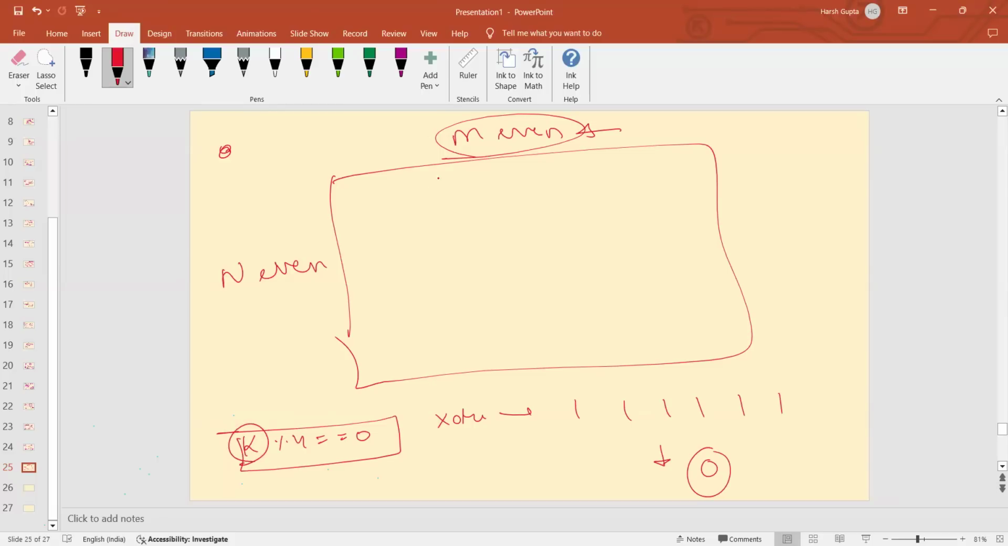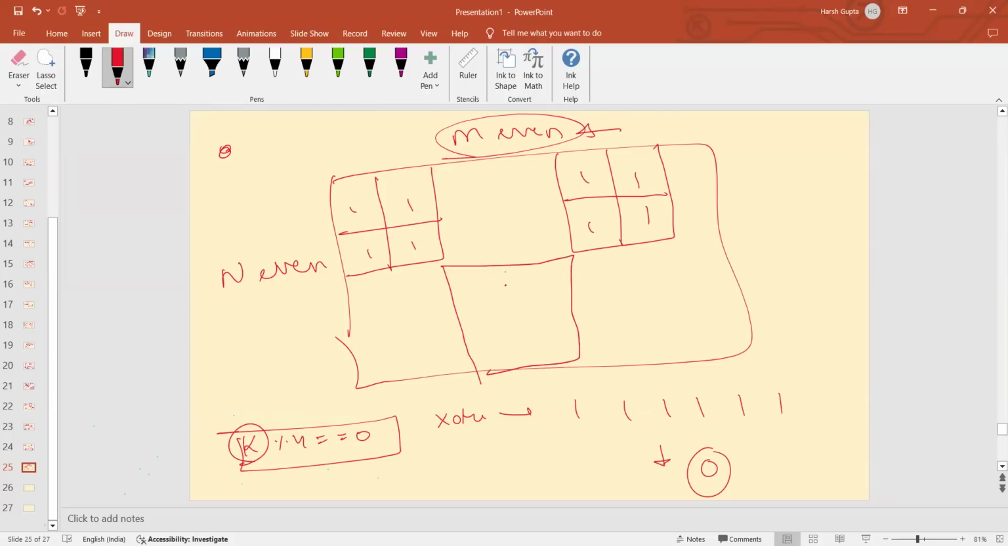If that is the case, can I say that I can always select a 2 cross 2 grid and make all these values as 1? I can always select a 2 cross 2 grid and make these values as 1.